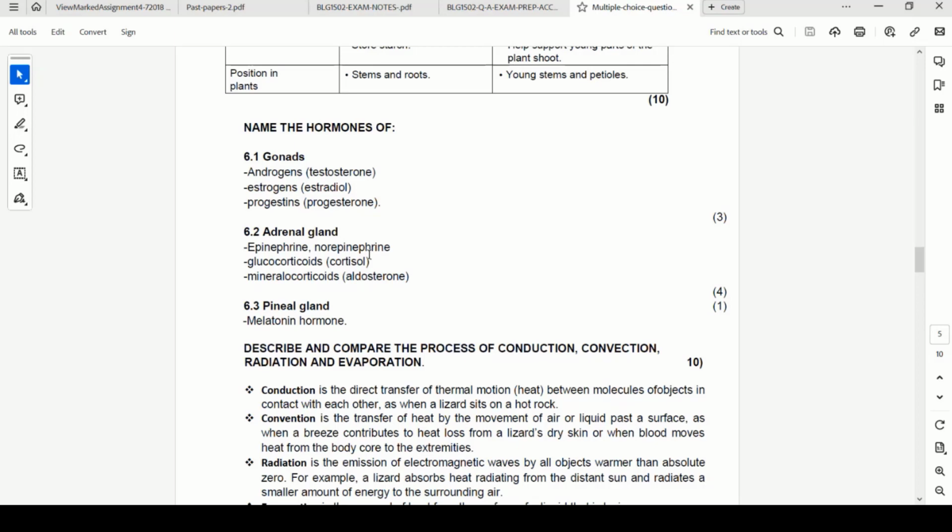I'm butchering the words here. Norepinephrine. Okay. These are the hormones, and the glucocorticoids, which is cortisol, and mineralocorticoids, which is the aldosterone, and the pineal gland, the hormone will be melatonin.